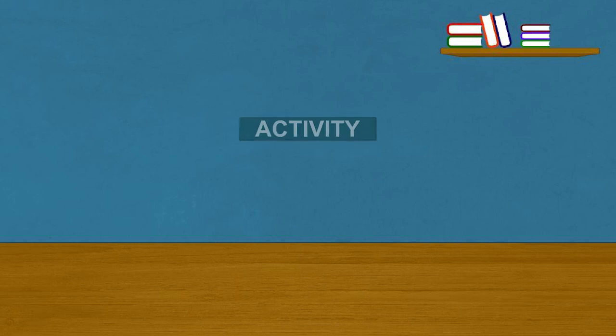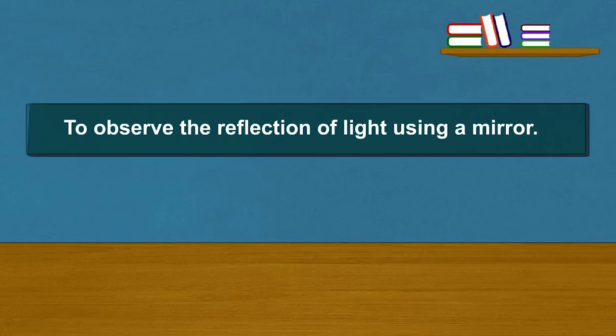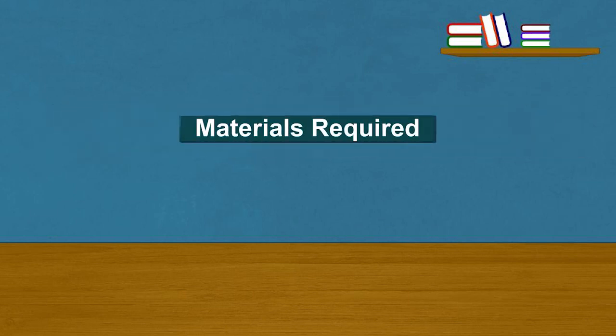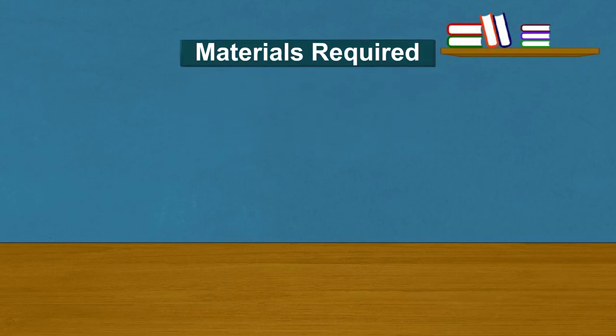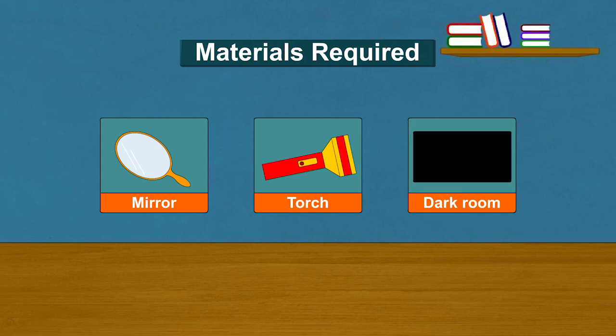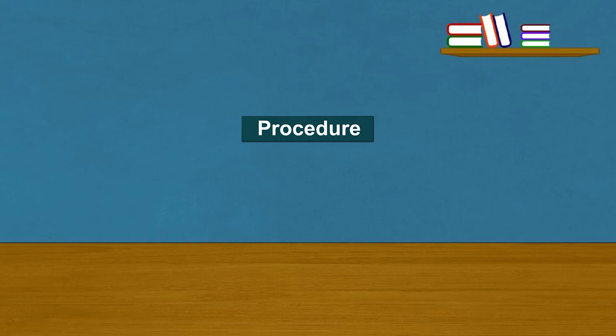Activity. Aim: to observe the reflection of light using a mirror. Materials required: a mirror, a torch, a dark room. Procedure.